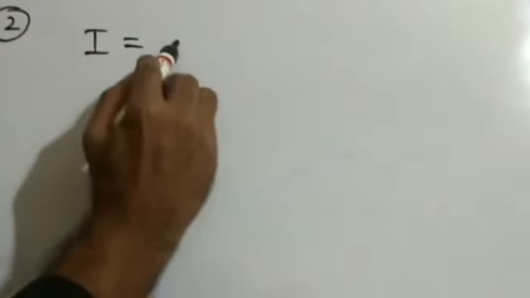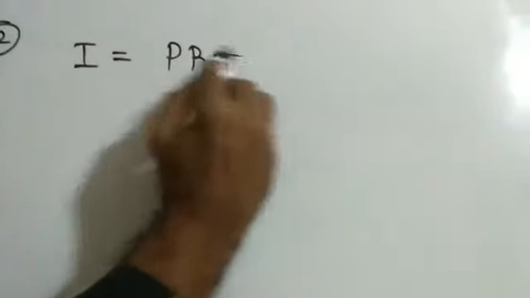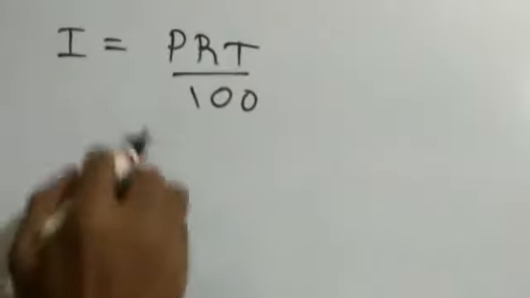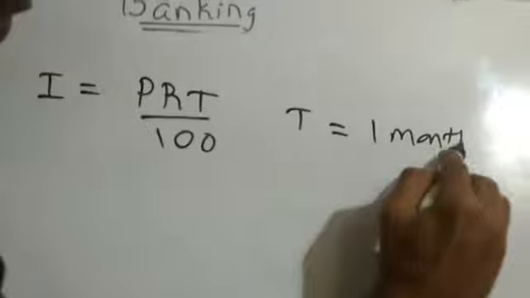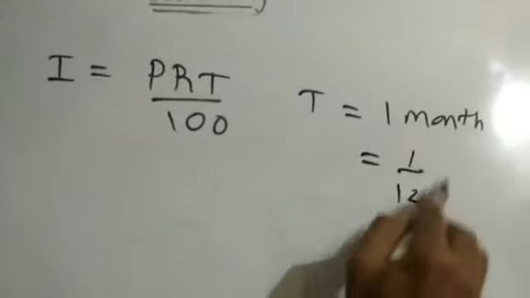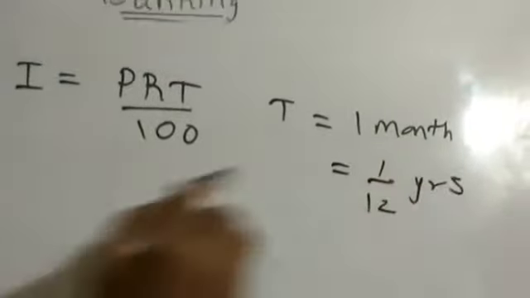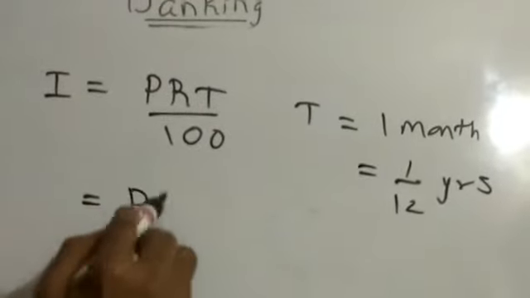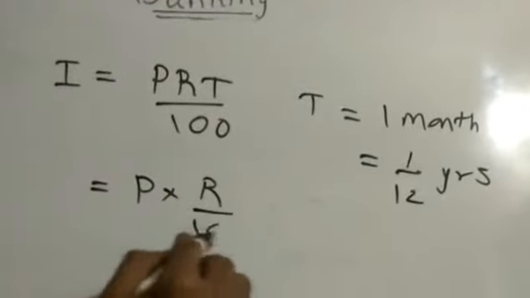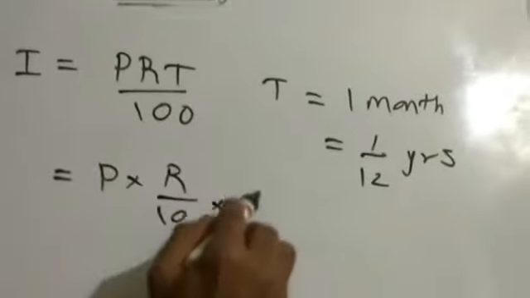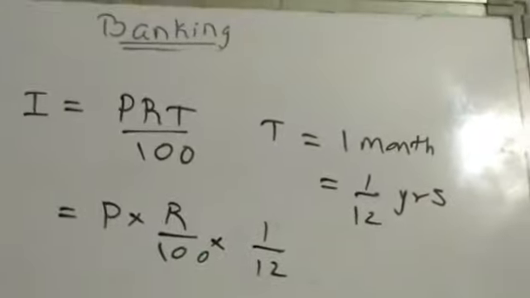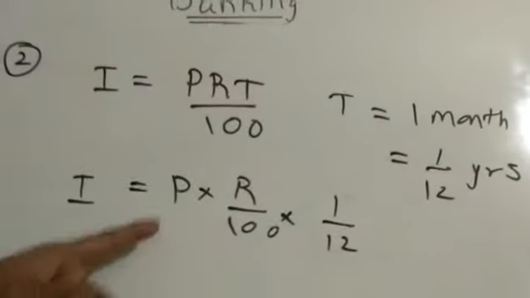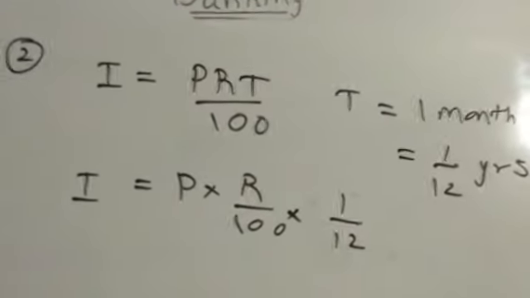In 9th standard, we had simple interest. I is equal to PRT upon 100. Now children, tell me, if time is equal to 1 month, then it is equal to how many years? It is equal to 1 upon 12 years. So this will become equal to P into R upon 100 into time, which can be written as 1 upon 12 if T is equal to 1 month. One more time, I is equal to P into R upon 100 into 1 upon 12.